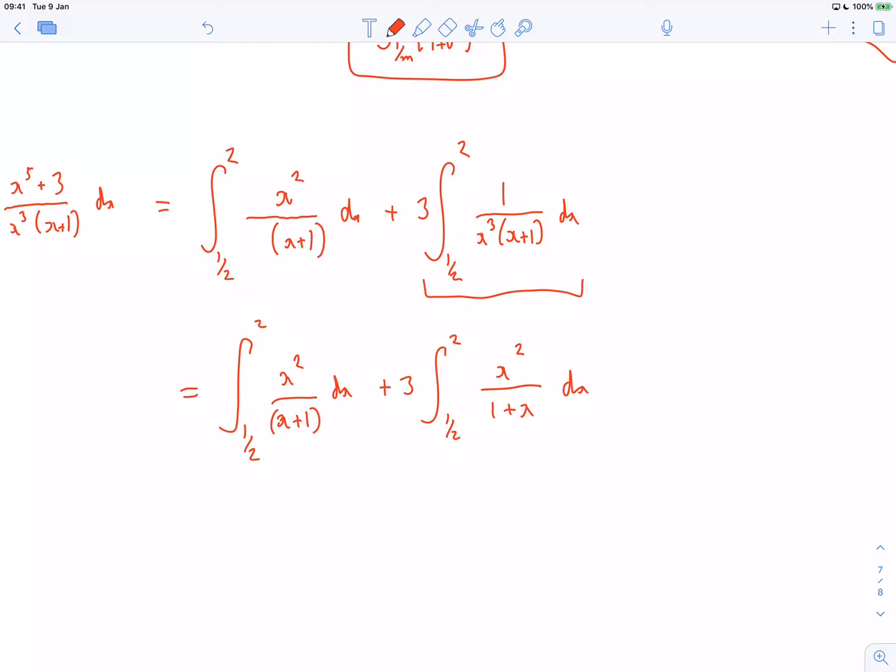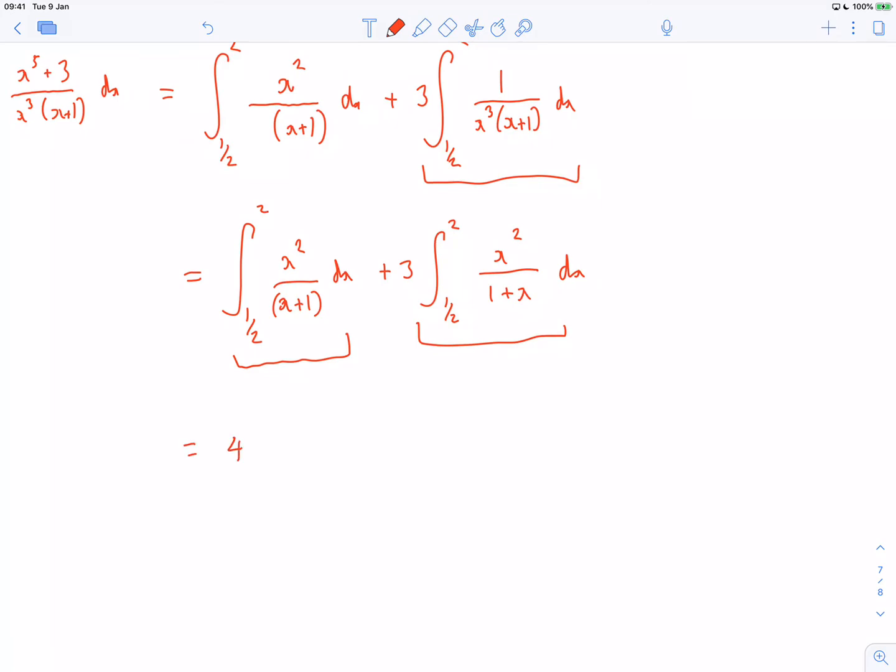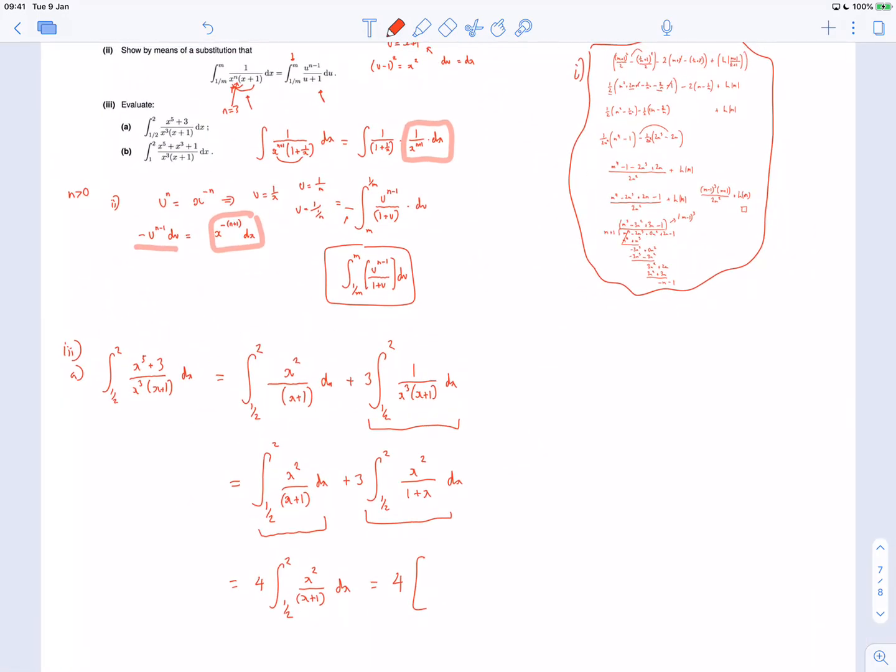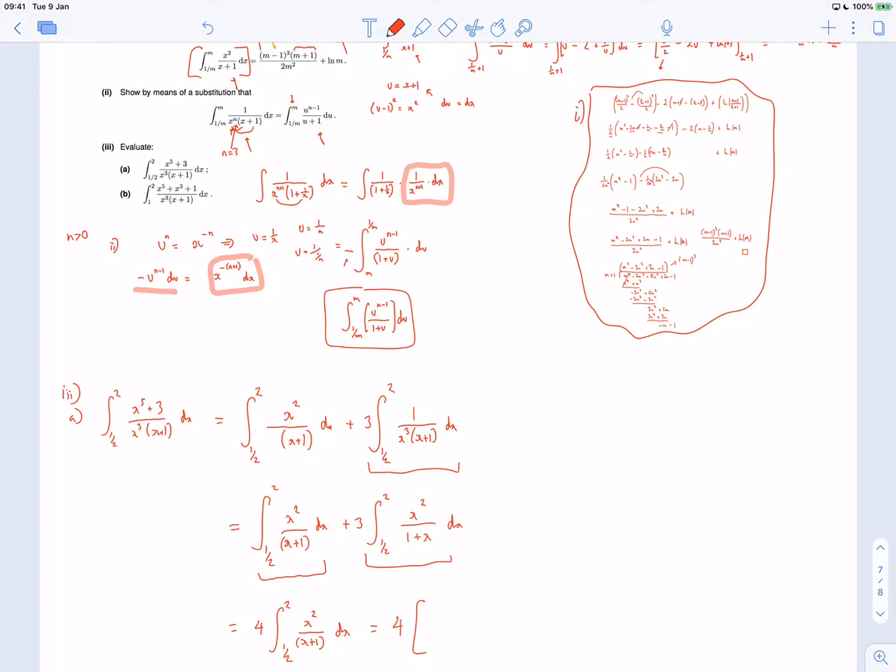And now I realise I've got 1 lot of my integral here and 3 lots of my integral here, so this is actually just going to be 4 lots of my integral between 2 and a half of x squared over x plus 1 dx. And this is going to be 4 lots of, well, I know how to integrate x squared over 1 plus x, it's over there, so it's actually going to be m minus 1 cubed. So here, clearly I have m is 2, so 2 minus 1 is 1 cubed, times 2 plus 1, which is 3, over 2 squared, which is 4, times 2, which is 8, plus the natural log of m, which is 2.